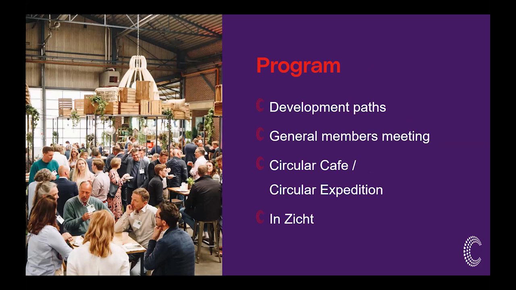Then our program involves a lot of programs and projects, basically, but we also have development paths for companies, general member meetings, circular cafes, and circular expeditions, and our platform Inzicht. So basically, all of these steps are there to get companies and all of our members to collaborate with each other, meet each other, network with each other, so they can also start projects on circularity with each other. And for example, Inzicht is a document in which all of our members are listed so they can find each other easily and then connect with each other about projects. So that's what our program looks like.